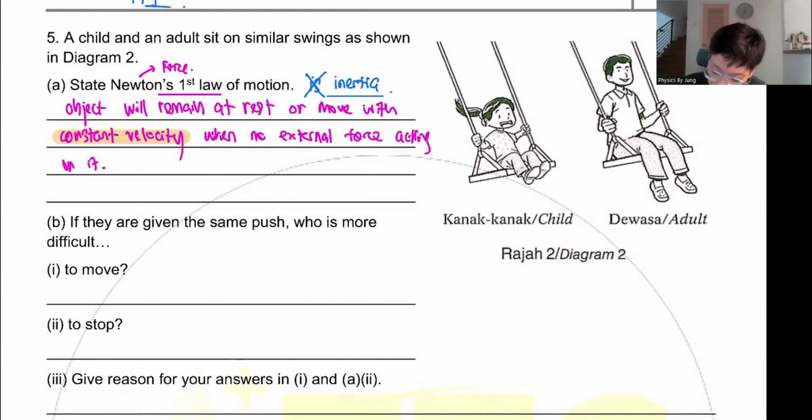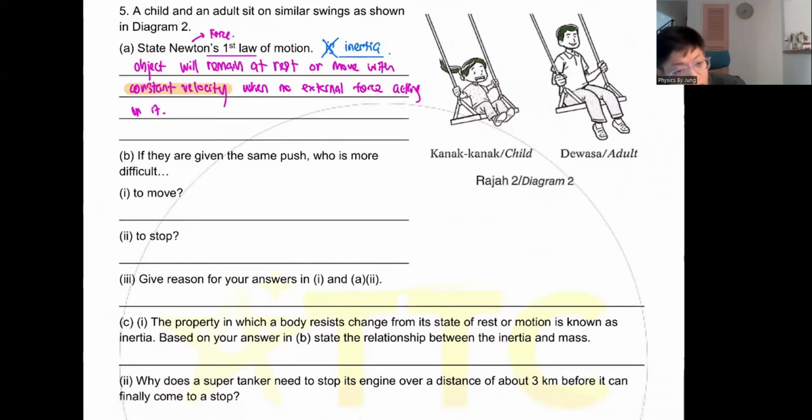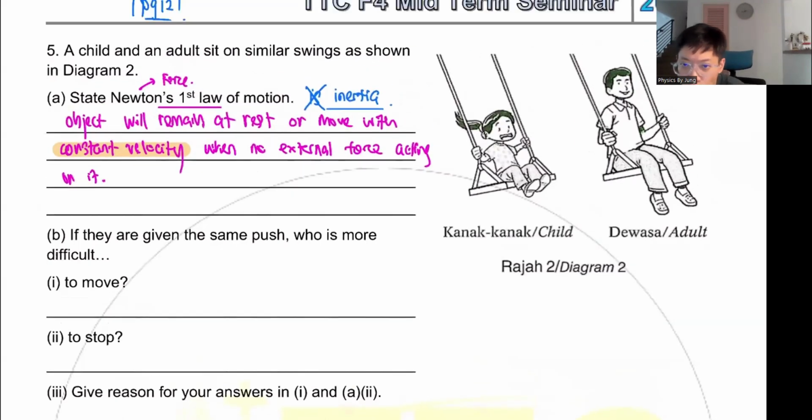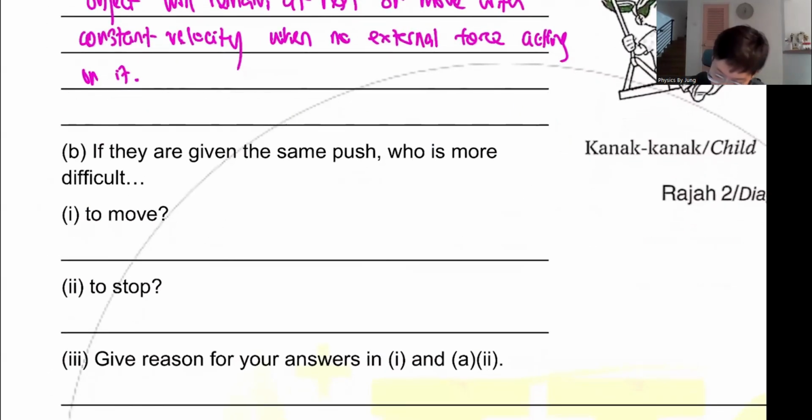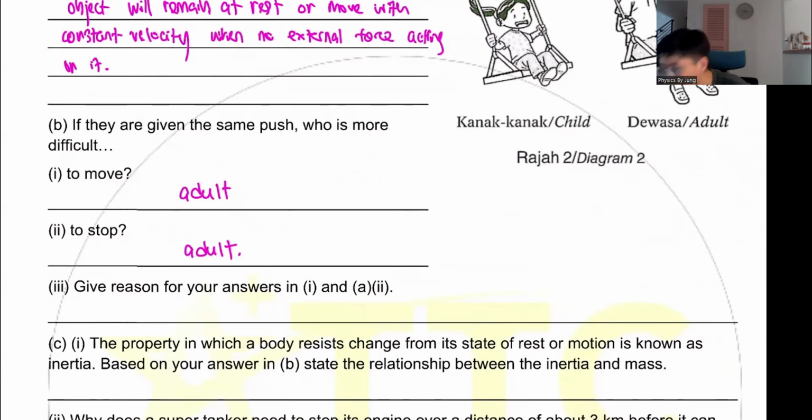Now, if they are given the same push, who is more difficult to move? Who is more difficult to stop? Now you want to push an adult, you want to push a child. Which one is more difficult to move? Adult. Which one is more difficult to stop? So obviously this is your adult. Which one is more difficult to stop? This is also your adult. Okay, can. Why? Do give a reason.